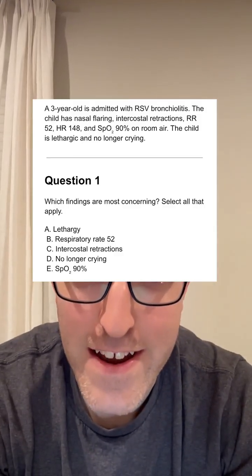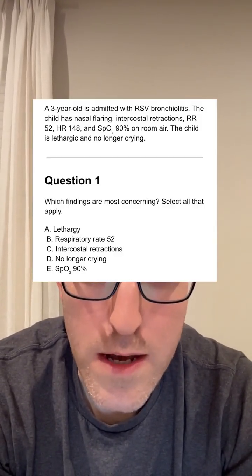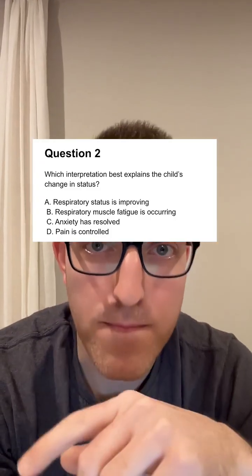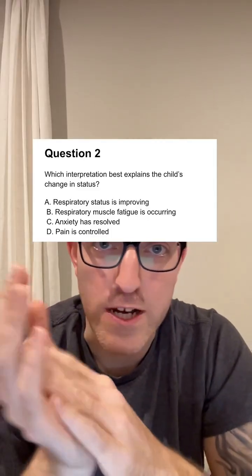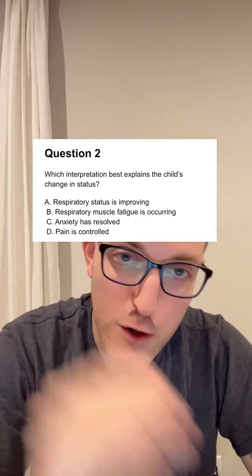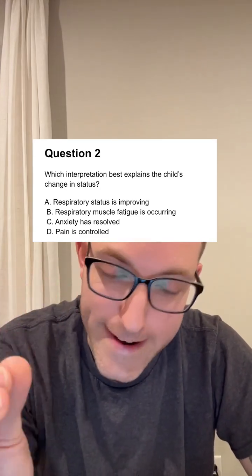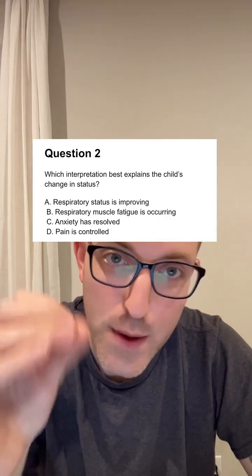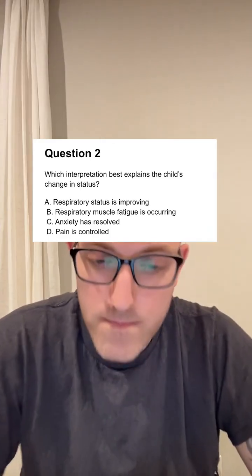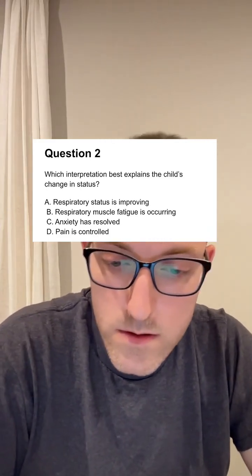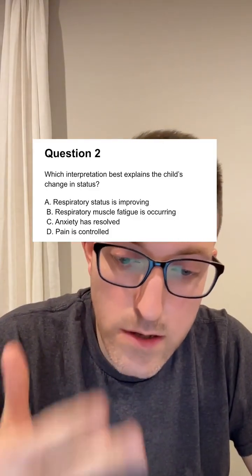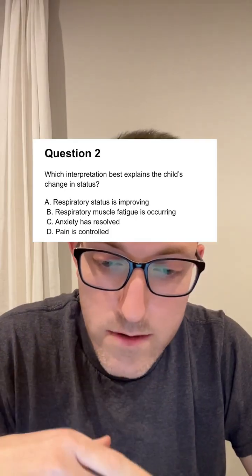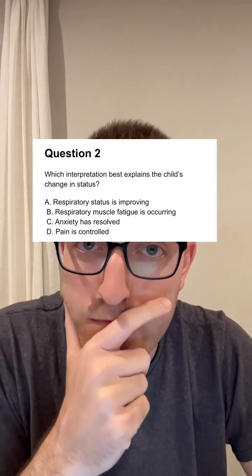All right, here we go. Question number 2. Which interpretation best explains the child's change in status? So question 2 of every next-gen case study is seeing if you can now analyze the cues. So you've recognized them. We know the cues are lethargy, retractions, and no longer crying. Well, now can you analyze them?